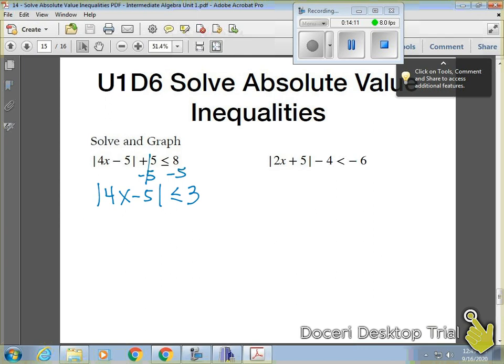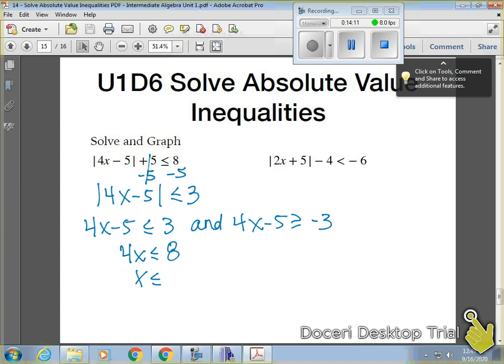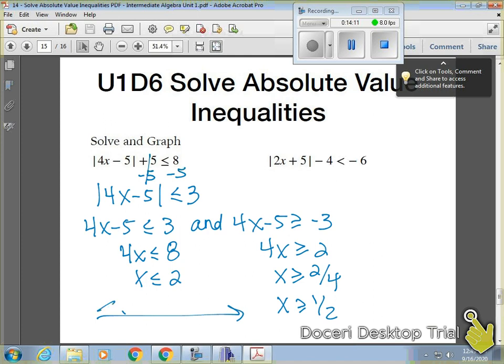Split that into two cases. 4x minus 5 is less than or equal to 3, and 4x minus 5 is greater than or equal to negative 3. Adding 5 to both sides, I get 4x is less than or equal to 8. X would be less than or equal to 2. Adding 5 to both sides here, 4x would be greater than or equal to 2. X would be greater than or equal to 2/4 or 1/2.